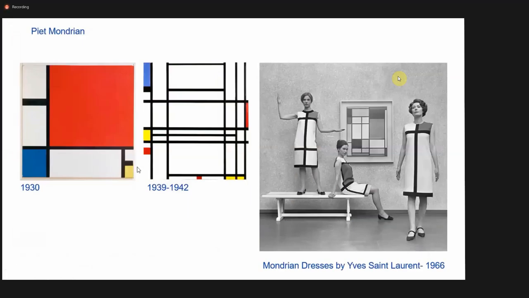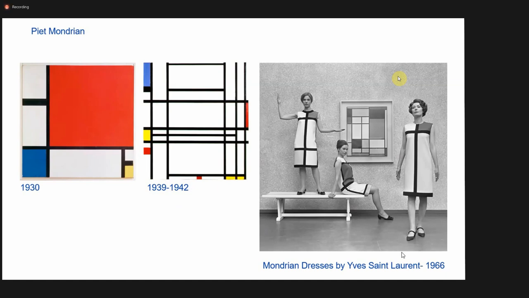And Mondrian was another painter. He did some compositions like panels. These are Mondrian's paintings. Several sets of panels with these compositions. He is a pioneer in abstract art. And these dresses were inspired by Mondrian's paintings.